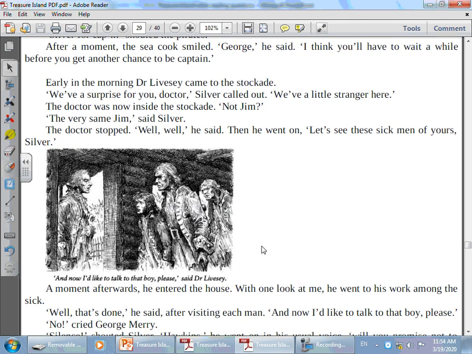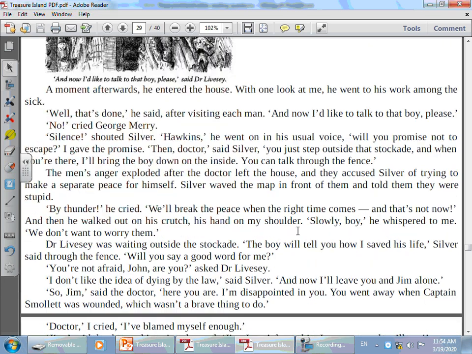When Dr. Livesey reached the stockade and stepped in, Long John Silver told him, we have a surprise for you. And he expected to see Jim Hawkins inside. But he decided to check on the patients first before talking to Jim Hawkins. What does this show about Dr. Livesey? Yes, excellent. This shows that he is a responsible, wise man. Very good. Let's continue.